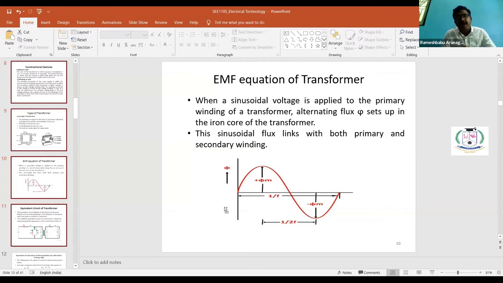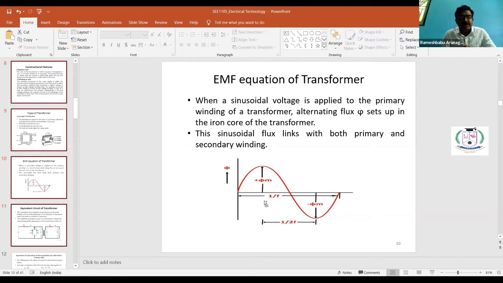To find that out, I am taking the initial value and the final value. Here I am going to take the instant 0 as the initial value. At time 0, the flux value is 0. And I am going to take the quarter cycle, that is nothing but 90 degrees. At 90 degrees I am going to get the maximum value, plus phi m. With the help of these two values, I am going to find out the rate of change of flux.